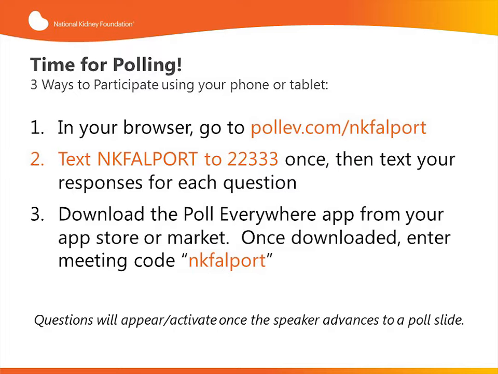If you choose, you could also participate by text message. To do this, you'll send the text message to the number 22333. In the body of the text message, you'll type in NKF Alport. Once you send that initial text message, that will register you in the system. As we move through each of the polling questions, you'll be able to type in the letter response options. So for example, if we have A through D as options and we ask you to select one, you could select option B and hit send, and it'll register your response.